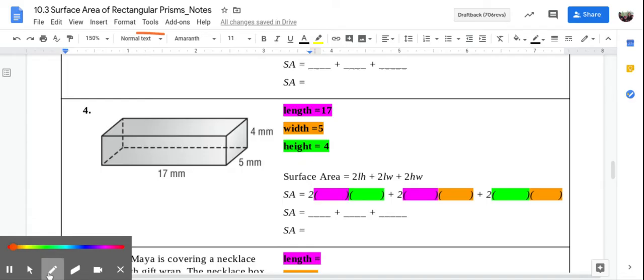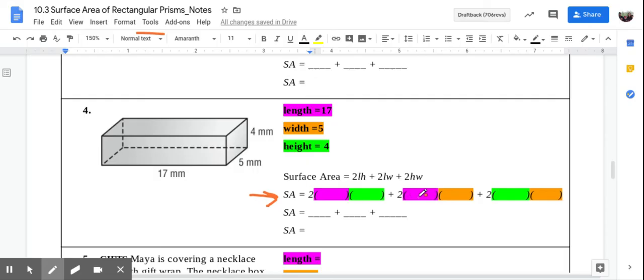Okay, number 4, you guys are doing a great job. My length for this rectangular prism is 17. The width is 5 and the height is 4. Tell me, again, write out this formula right here on your notebook paper. Okay, pause the video if you need to. Tell me, what is 2 times the length times the height?